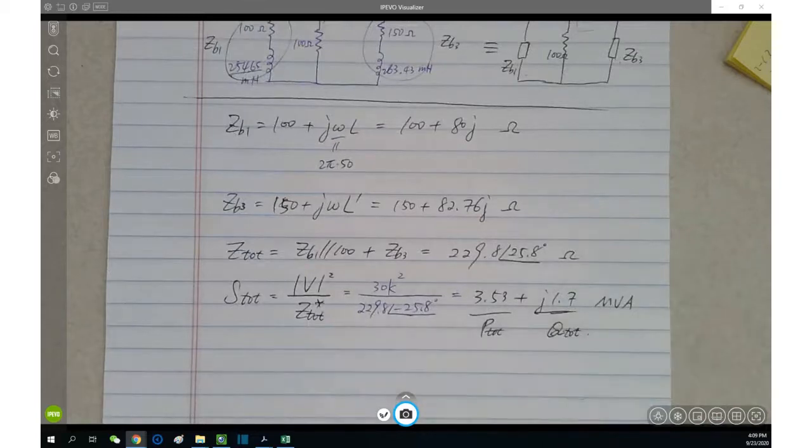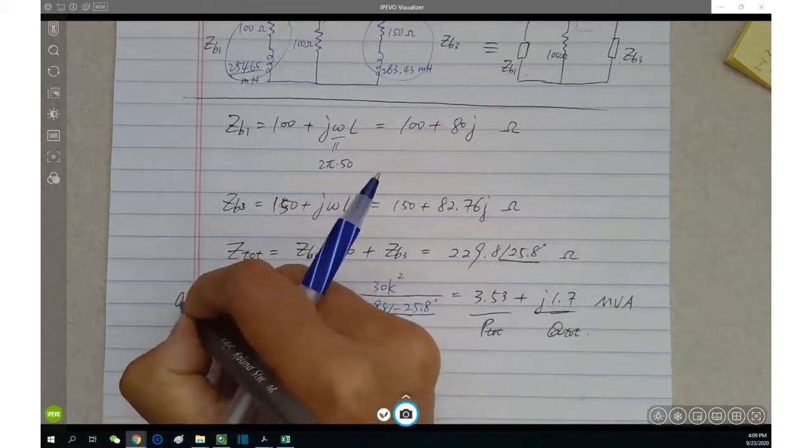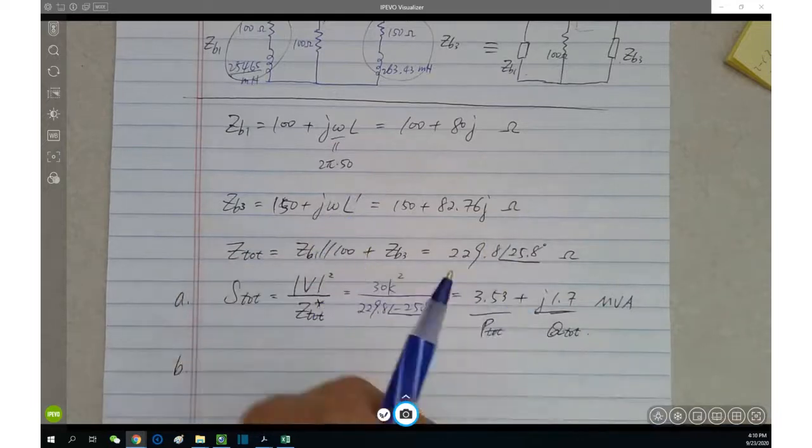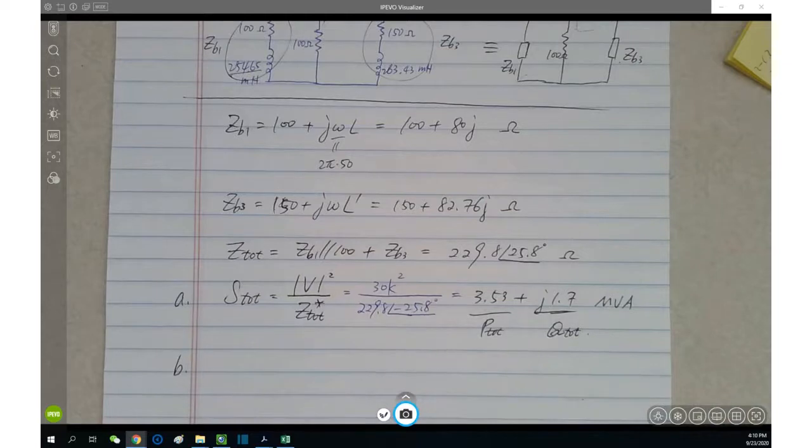This is the question A. Any questions regarding question A? Any question, any concern? Or you can also ask about the roadblock you ever had in your solution.